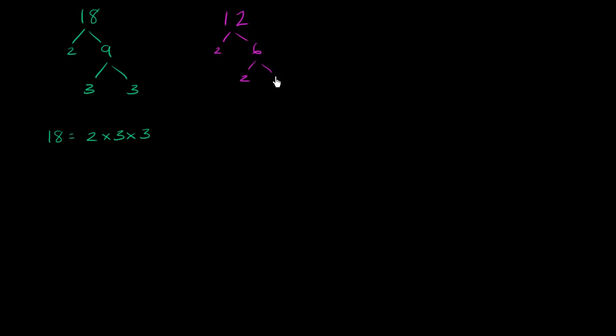6 is 2 times 3. So 12 is equal to 2 times 2 times 3. Now the least common multiple of 18 and 12 is going to have enough prime factors to cover both of these numbers and no more, because we want the least common multiple, the smallest common multiple. Well, it needs to have at least a 2, a 3, and a 3 in order to be divisible by 18.